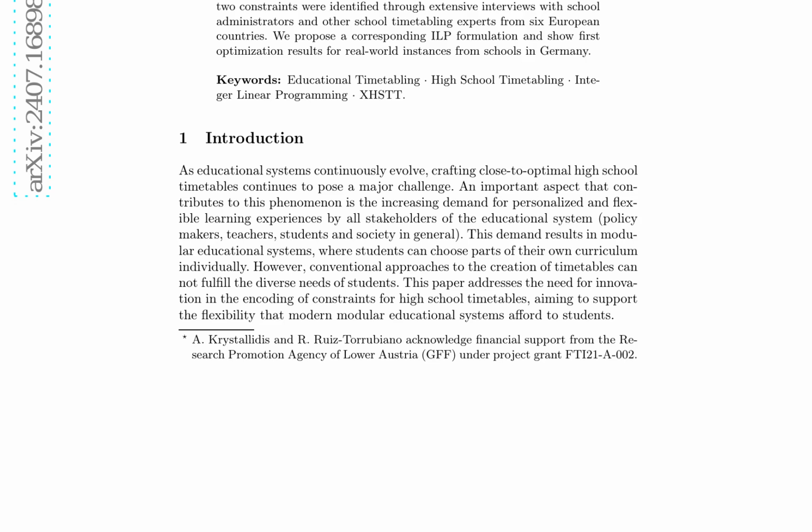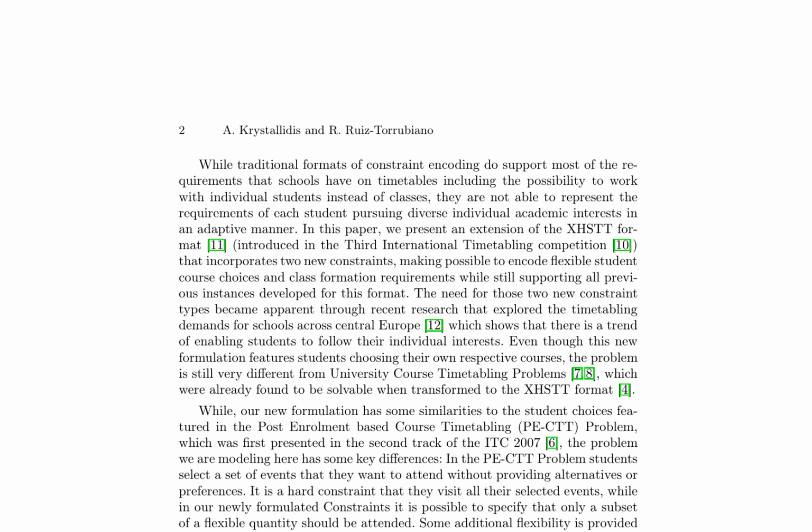The proposed extension addresses the limitations of traditional constraint encoding, enabling the representation of each student's individual academic interests. The need for this innovation became apparent through recent research on timetabling demands for schools across Central Europe, highlighting a trend towards enabling students to follow their individual interests. Although similar to the post-enrollment-based course timetabling (PECTT) problem and the university course timetabling problem featured at ITC 2019, the proposed constraints provide additional flexibility by allowing students to specify preferences and alternatives in their course selections.